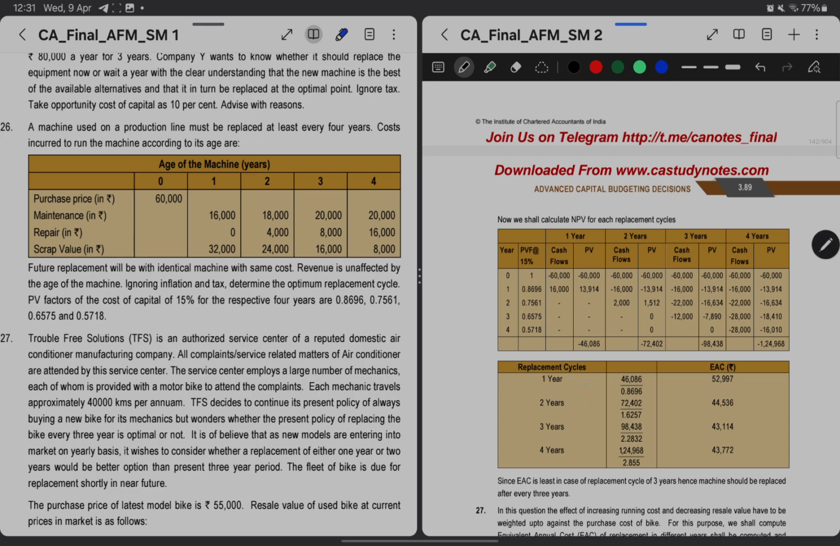Now after we got this NPV, we have to divide it by the annuity factor. In case of the first year, the annuity factor and PV factor will be the same, so we are getting an equivalent annual cost of 52,997, and for 2 years 44,536, for 3 years 43,114, and for 4 years 43,772. As we can see, it is least in year 3, so it is ideal to replace the machinery at the end of the 3rd year. Since EAC is least in case of a replacement cycle of 3 years, hence the machine should be replaced after every 3 years. Thank you.